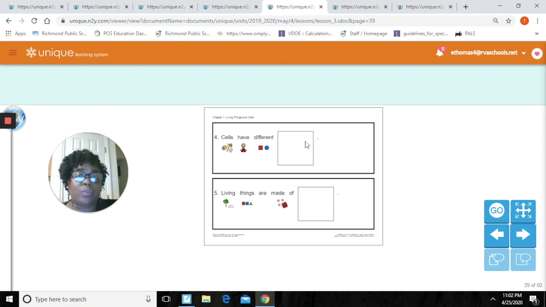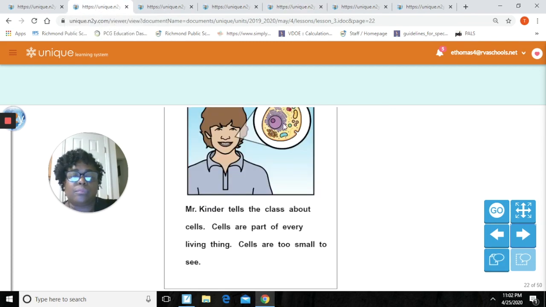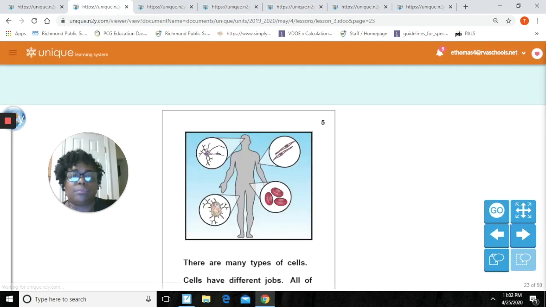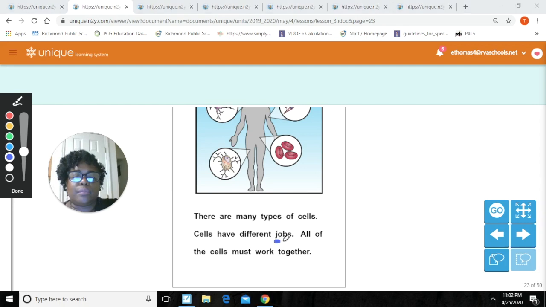Cells have different what? What word is going to go in the blank? Cells have different what? Is it going to be people, small, jobs, cells, or living? All right, let's go to our story. And what does it say? Cells have different what? Jobs.